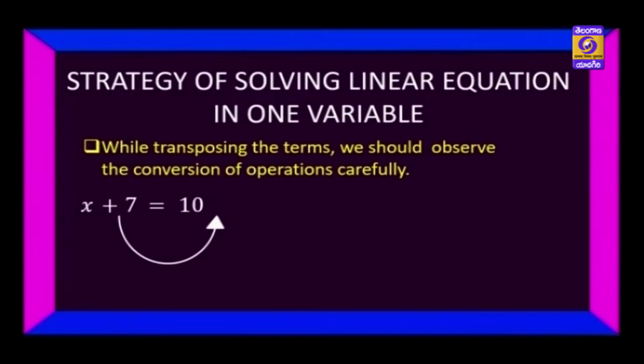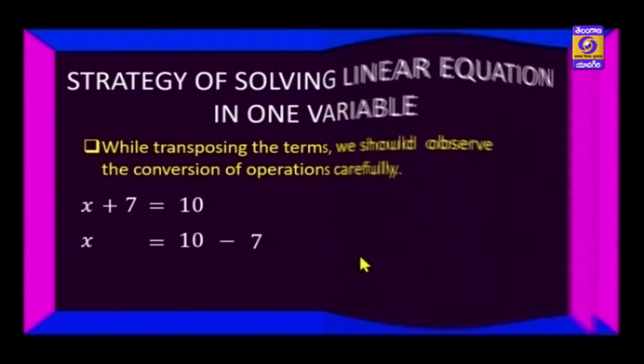So while transposing, we write, as 7 is under addition, x equals 10 minus 7. The operation addition has turned to subtraction after transposing. So this is the second point we must be careful about.